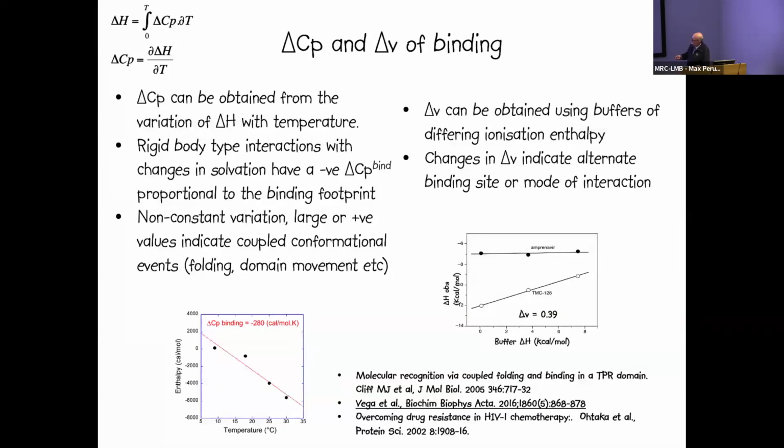If we have a non-constant value, so we don't have a straight line here, or we have a very large value, or we have a positive value, this can indicate that you have some other types of coupled conformation involved in the experiment. This could be a conformational switch, or domain movement, or unfolding. I've mentioned that through mass action and through the use of different buffers, we can get at the enthalpy of ionization, or the protonation change during a binding interaction. That's just an example there from the literature.